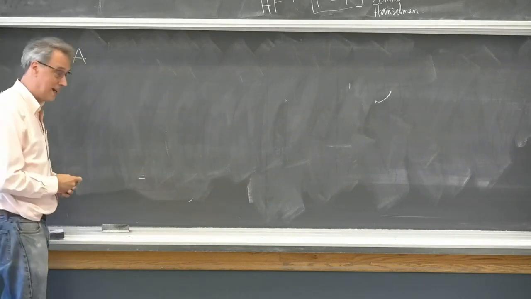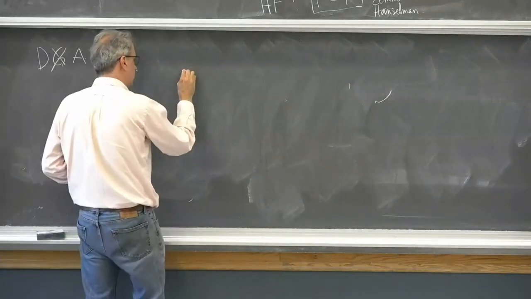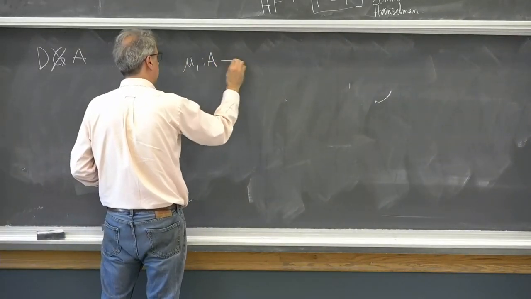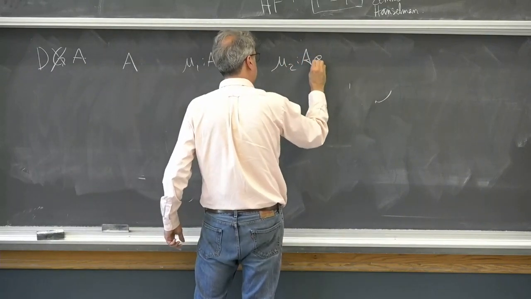What's a differential graded algebra? It's a vector space A equipped with a differential, which I'm going to write as mu1, and a multiplication, which I'm going to write as mu2.